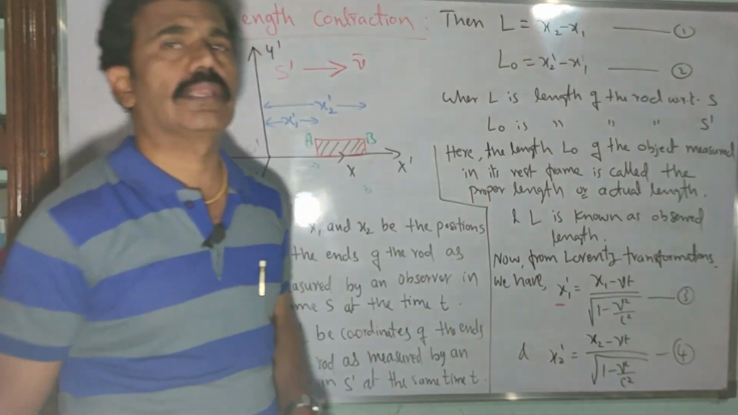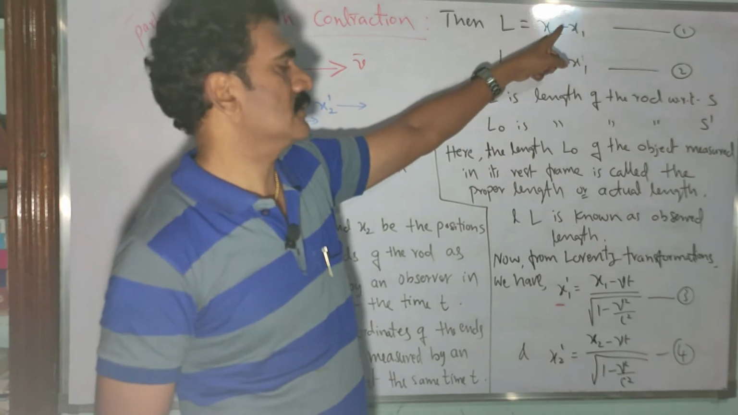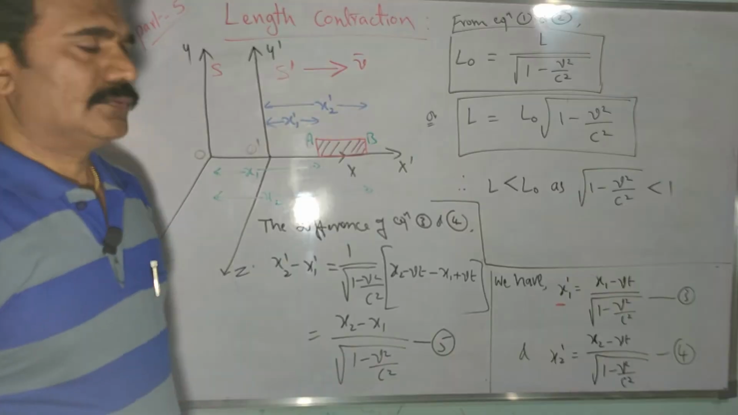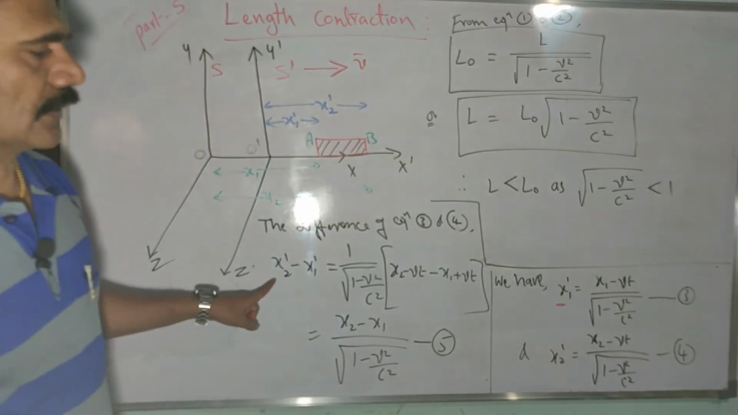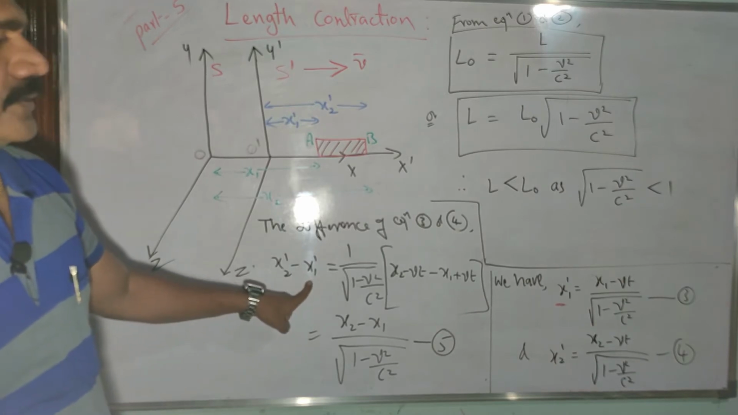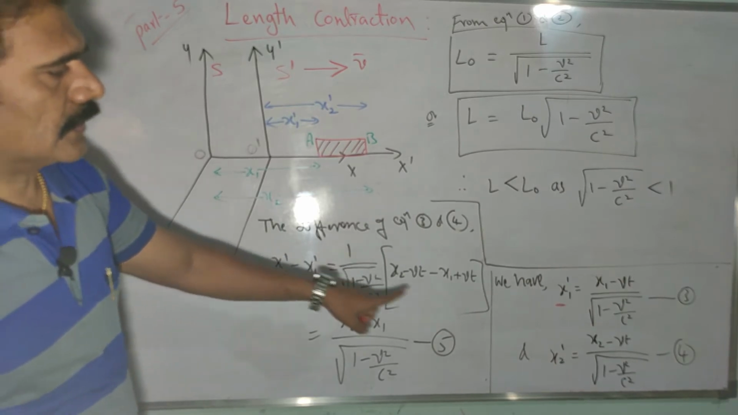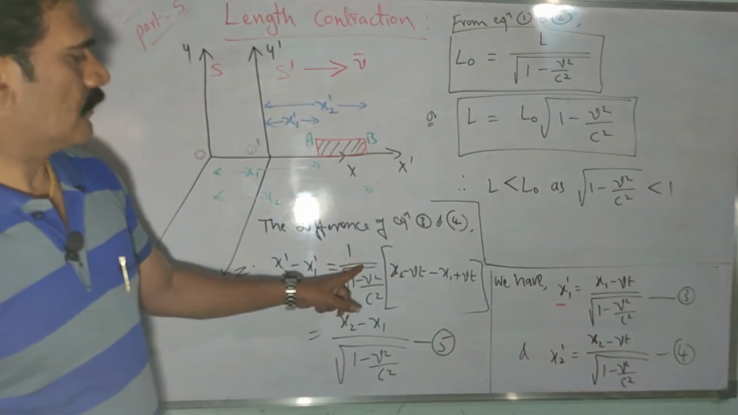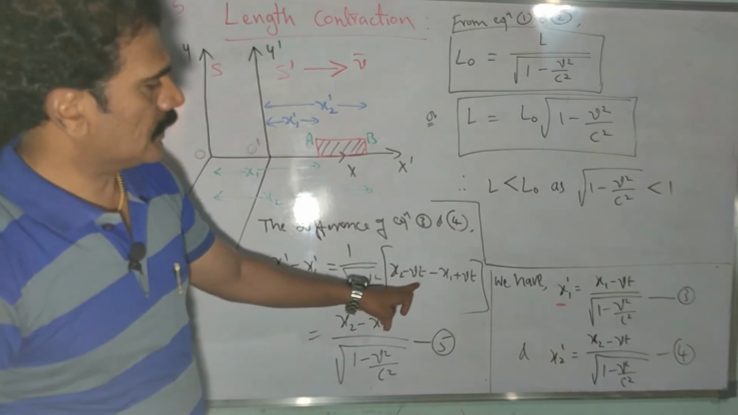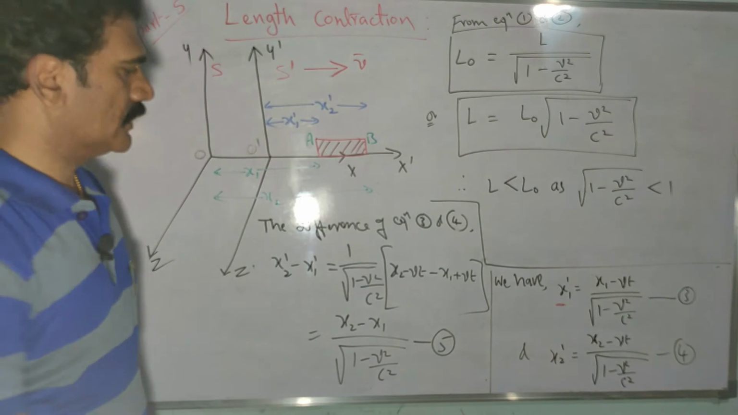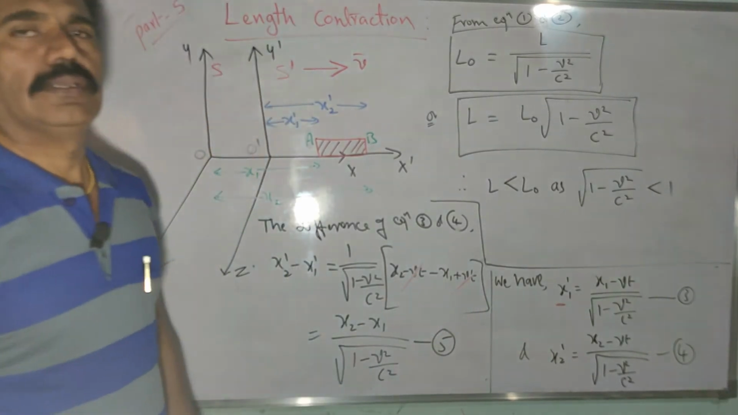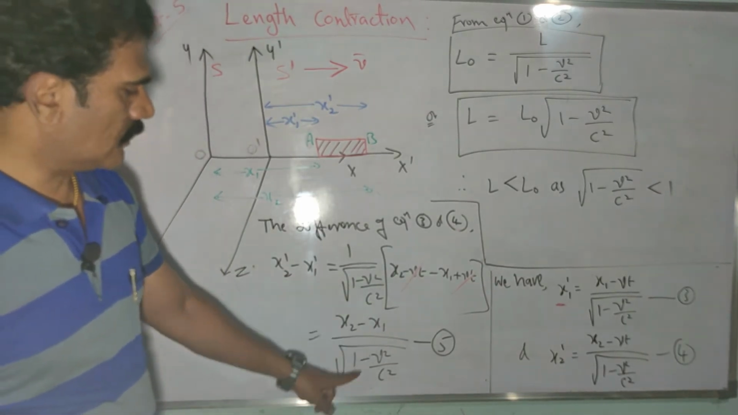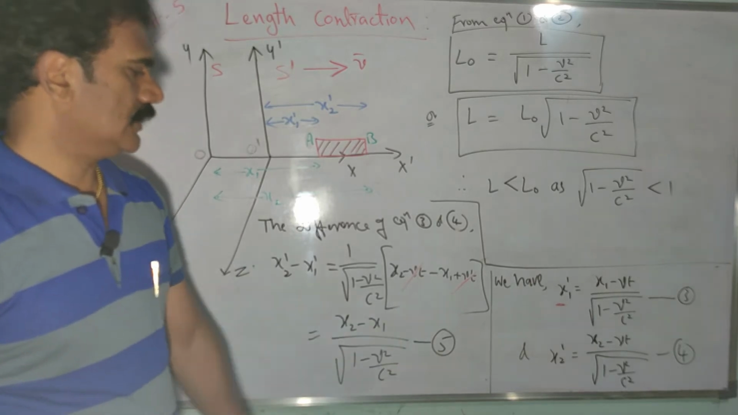Now what will you do to get the length of the rod? You have to take the difference as per equations 1 and 2. You have to take the difference of these equations. So the difference of equations 3 and 4 is here, that is x2 dash minus x1 dash. You write it by taking 1 by square root of 1 minus v square by c square common in equations 3 and 4, right? After taking that common outside, you will get x2 minus vt minus x1 plus vt. Easily we can see that we can cancel this vt and are left with x2 minus x1 only, right? So x2 minus x1 divided by square root of 1 minus v square by c square is equation 5.